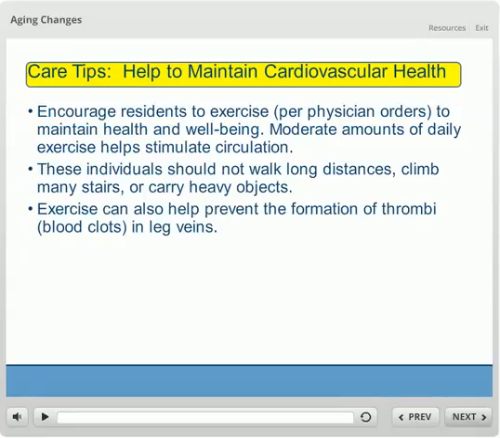Exercise can also help prevent the formation of thrombi, which are blood clots in leg veins. Residents who are confined to bed can benefit from active or passive range of motion exercises, and you will certainly want to see if the physician or physical therapist has recommended these exercises. And make sure the resident eats a heart-healthy diet. You may be working with your dietitian in your building.